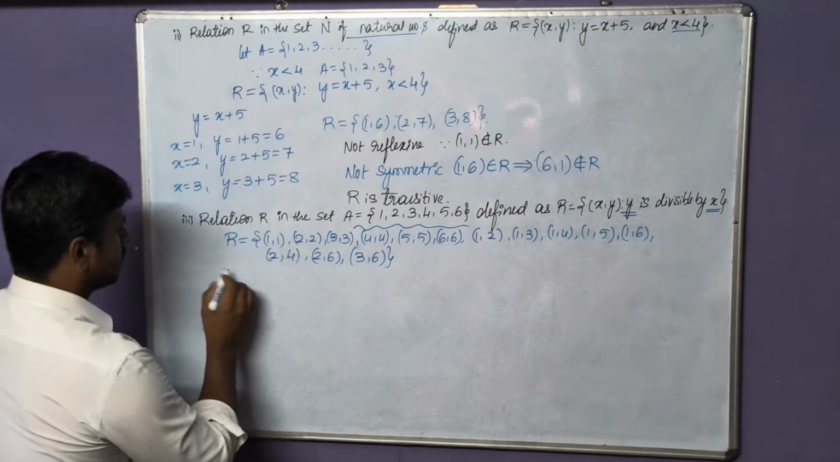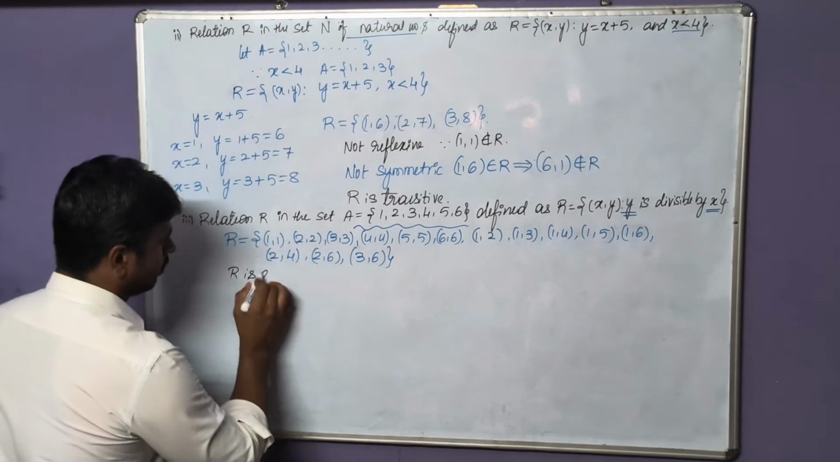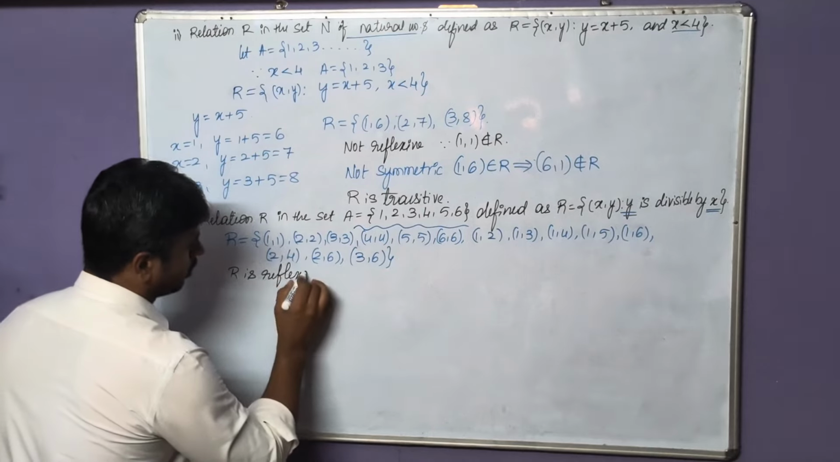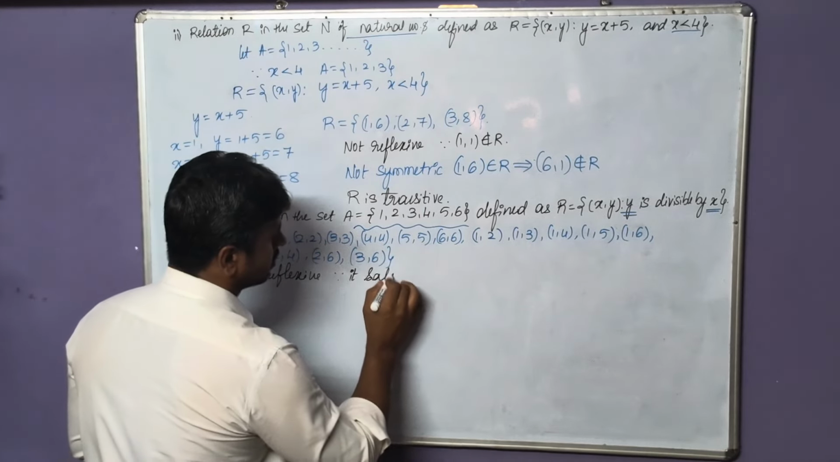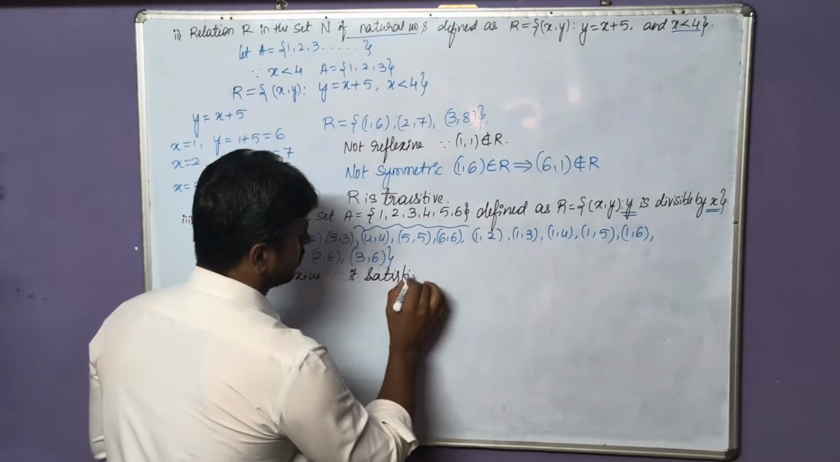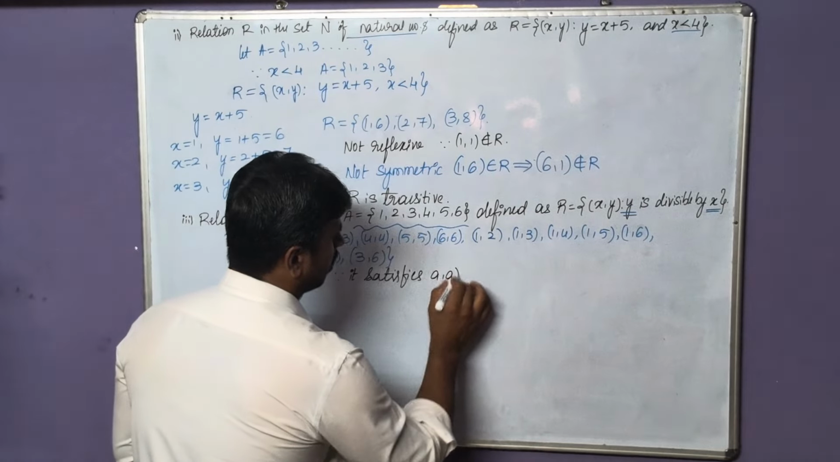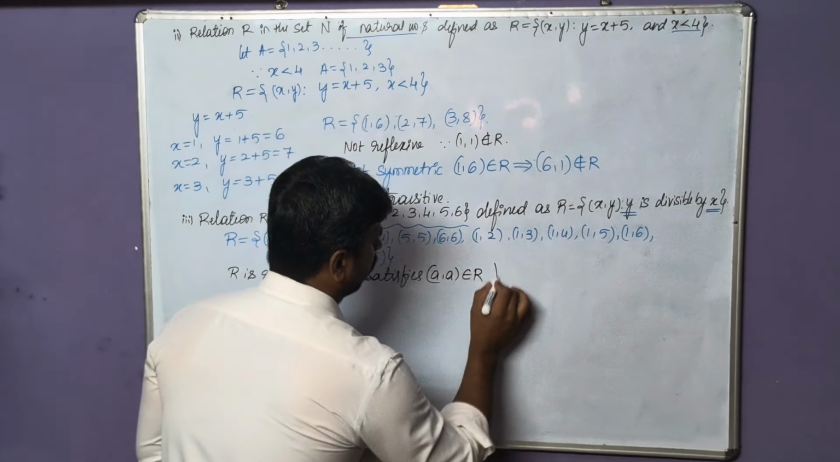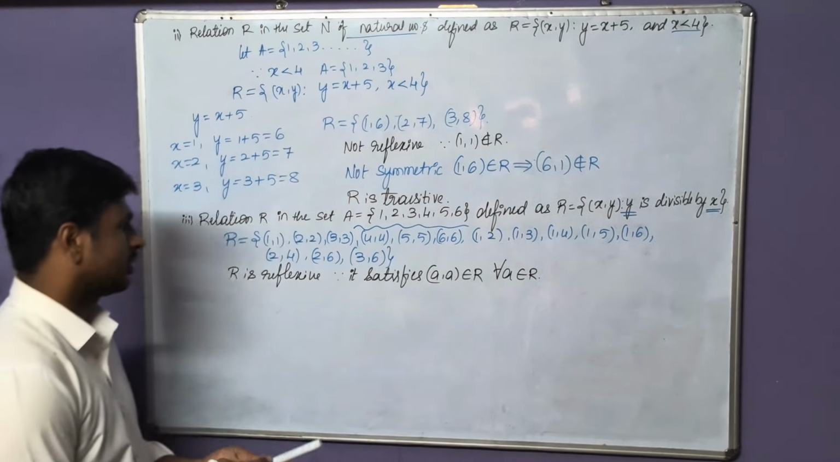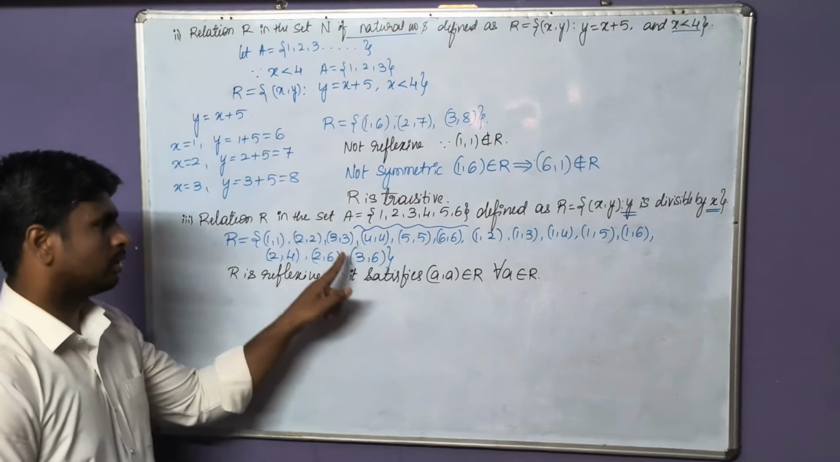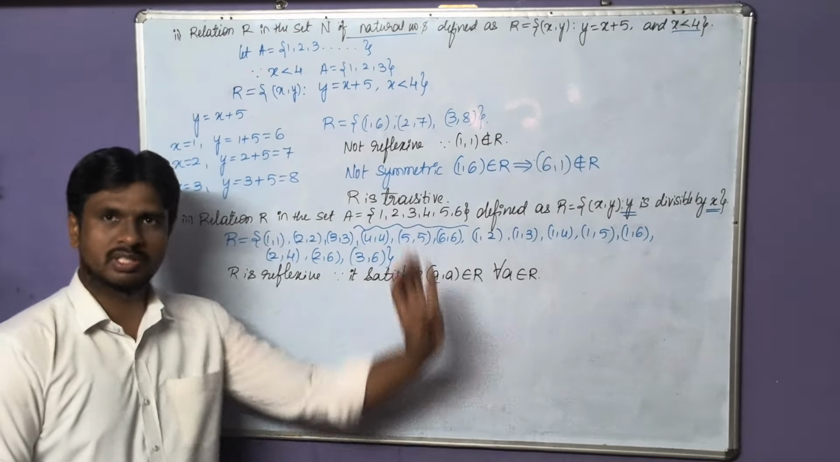So obviously we can say that the given relation R is reflexive, since it satisfies (a, a) belongs to R for all a belonging to set A. We have all the identical ordered pairs for the given elements of set A. You can observe (1, 1), (2, 2), (3, 3), (4, 4), (5, 5), (6, 6).